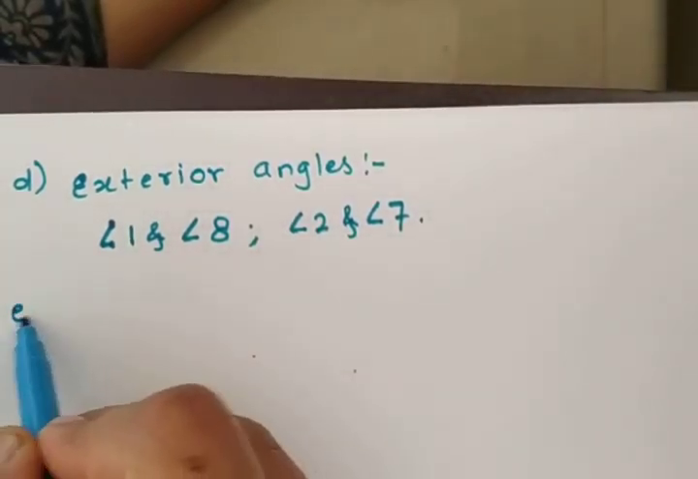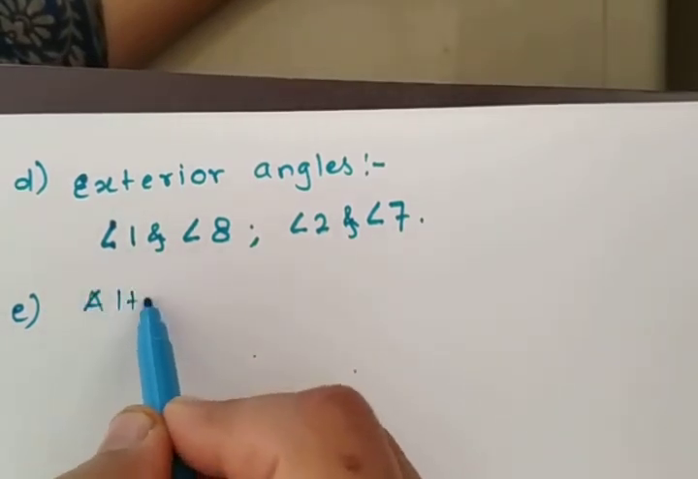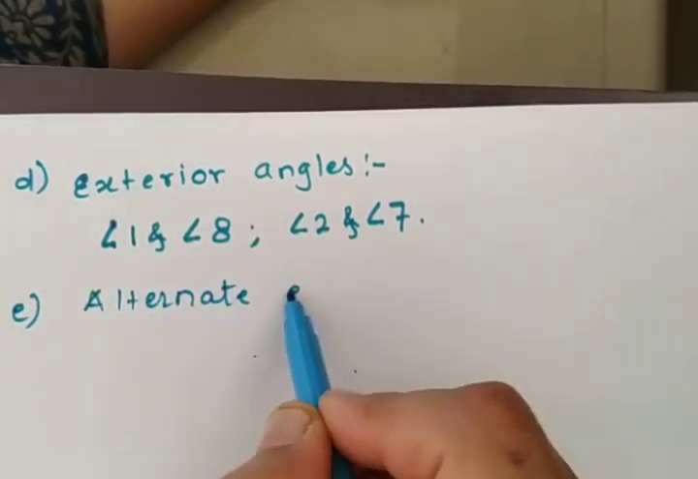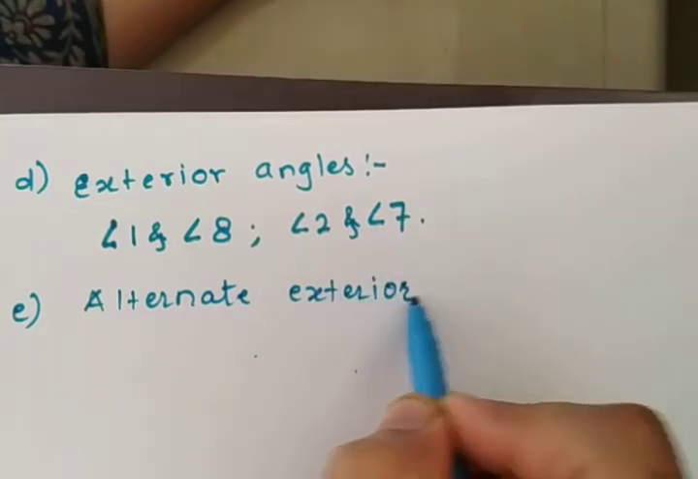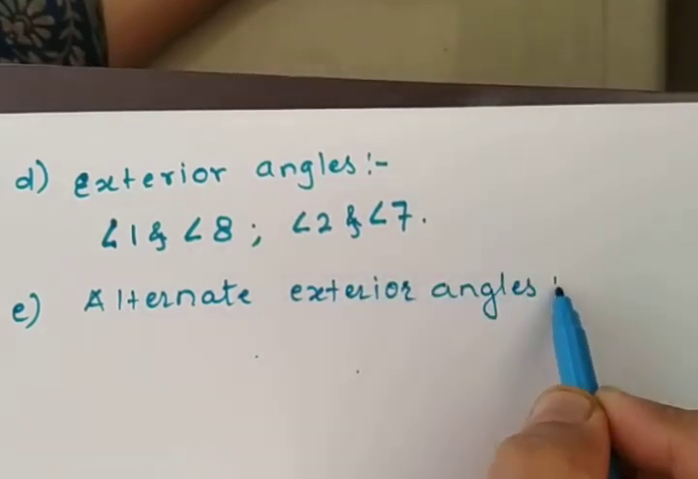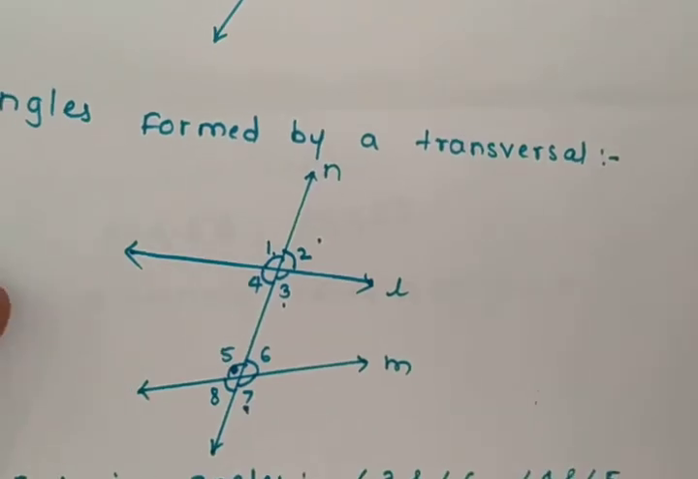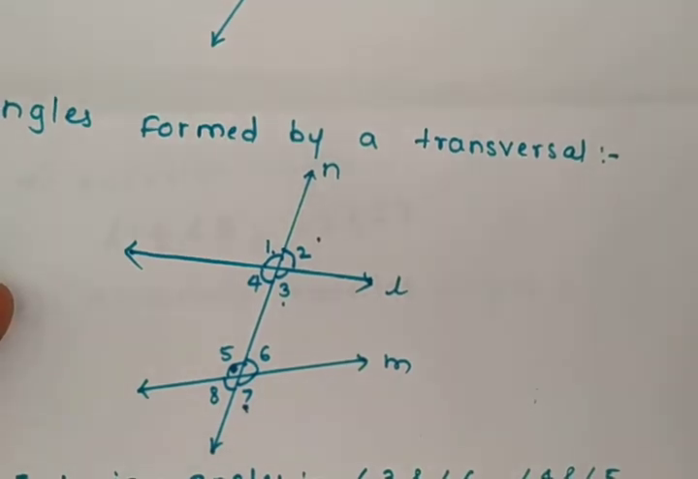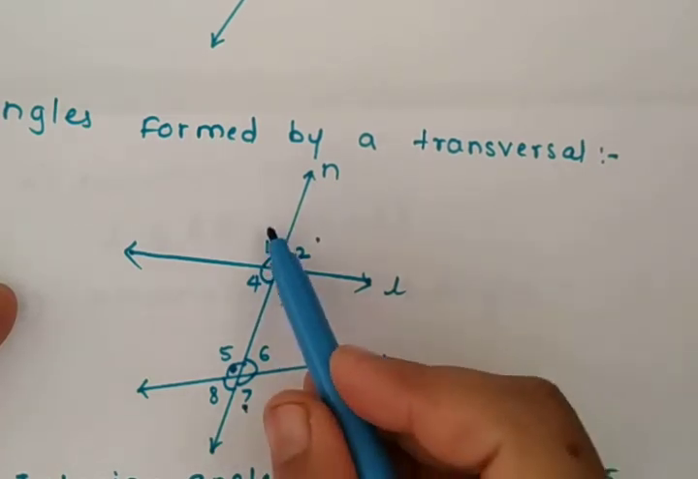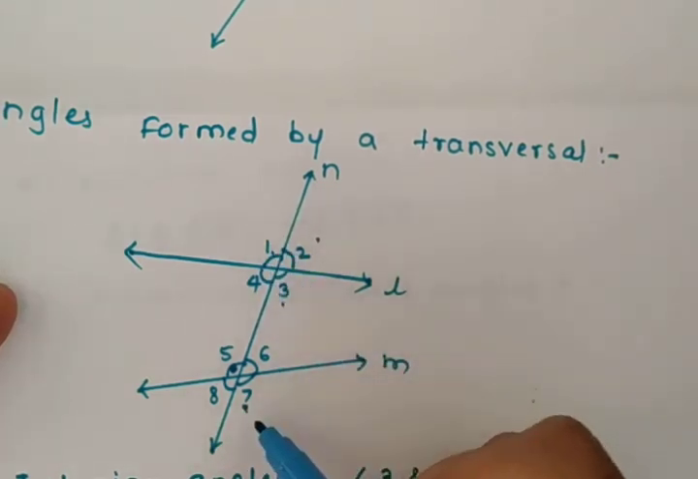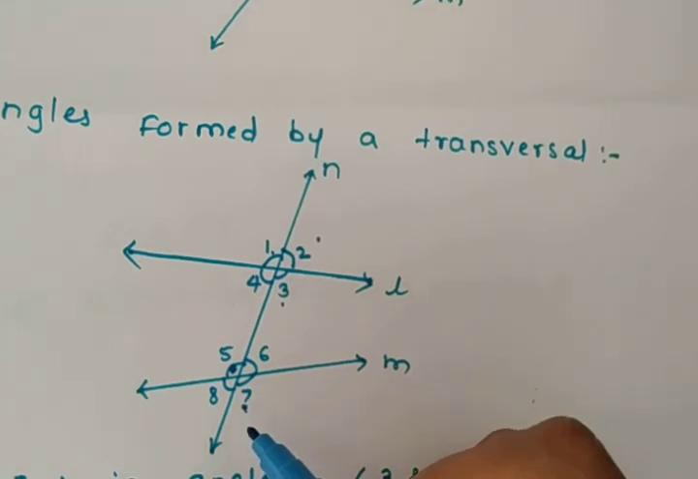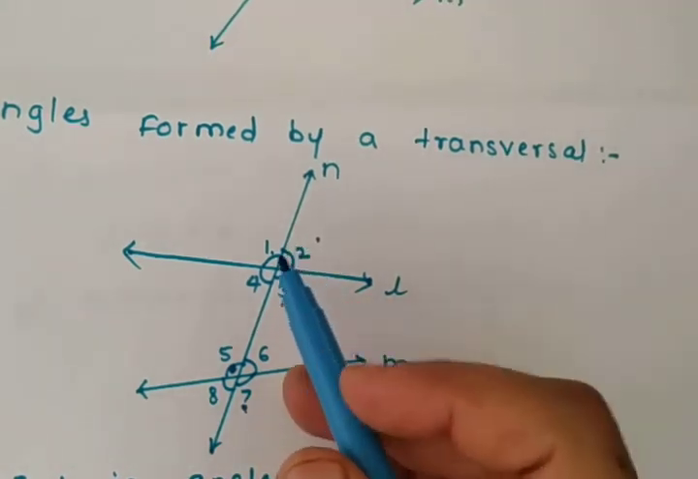I'll show the last type of angles, that is alternate exterior angles. So which angles are said to be alternate exterior angles? As we saw alternate interior, in that same way you can identify alternate exterior also. So see your diagram, which angles are said to be alternate exterior angles. See here, angle 1 and angle 7. These are said to be alternate exterior because these are lying outside, right? Exterior part, lying on the exterior part and opposite to each other.